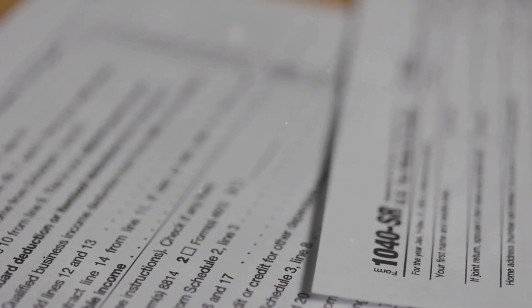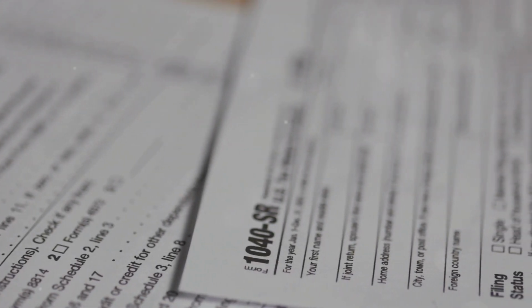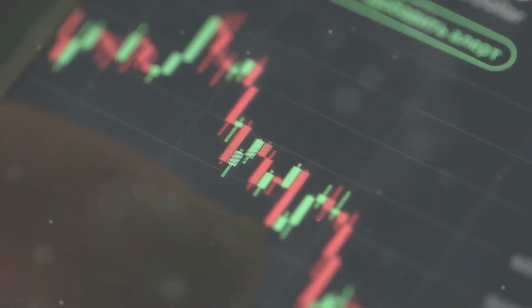Dividends can be taxed as ordinary income or at the lower long-term capital gains rate if they are qualified. Qualified dividends must meet specific holding period requirements to receive favorable tax treatment.